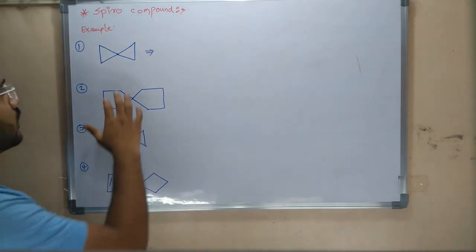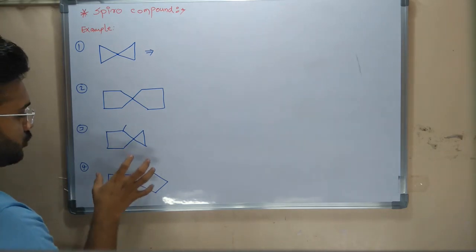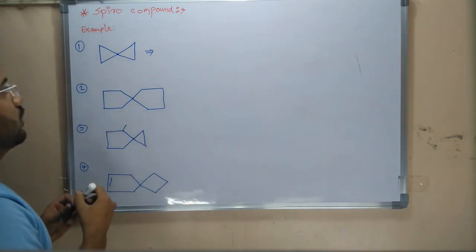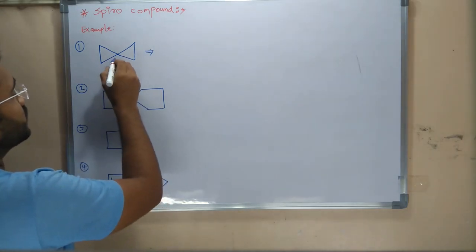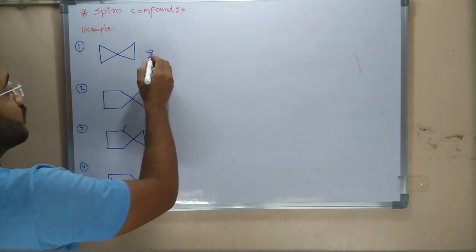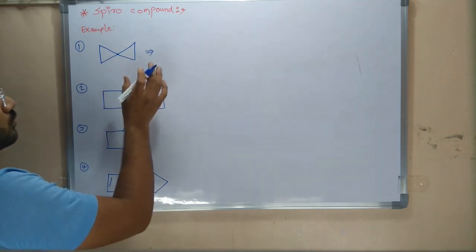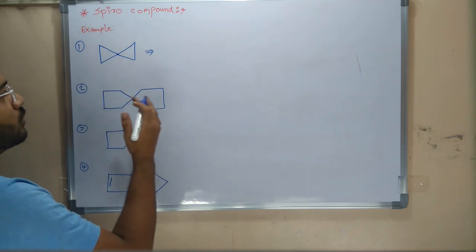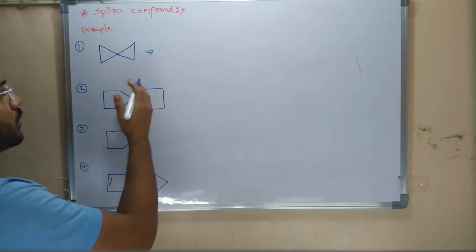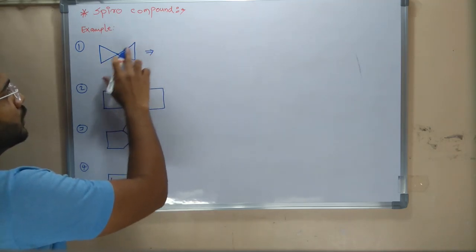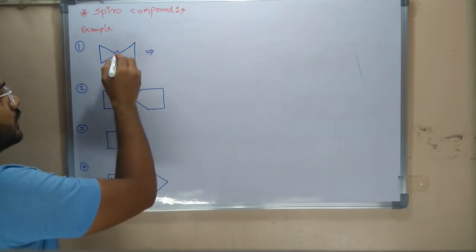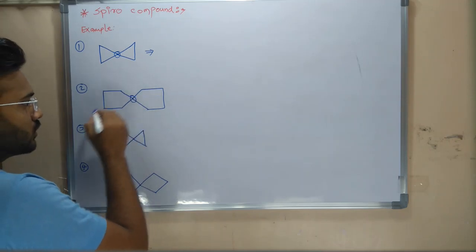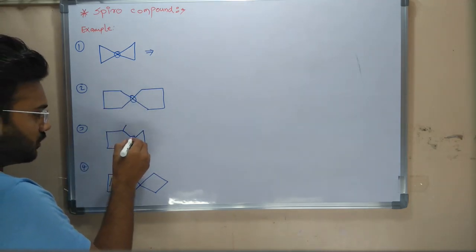Now next, these are the 4 examples I chose to explain more about the IUPAC nomenclature of the spiro compounds. This is the first example. The most important point in the IUPAC is to understand from where to start the numbering. Numbering should start with the carbon atom next to the spiro carbon atom. In this compound, this is the spiro carbon atom, and in this compound, this is the spiro carbon atom.